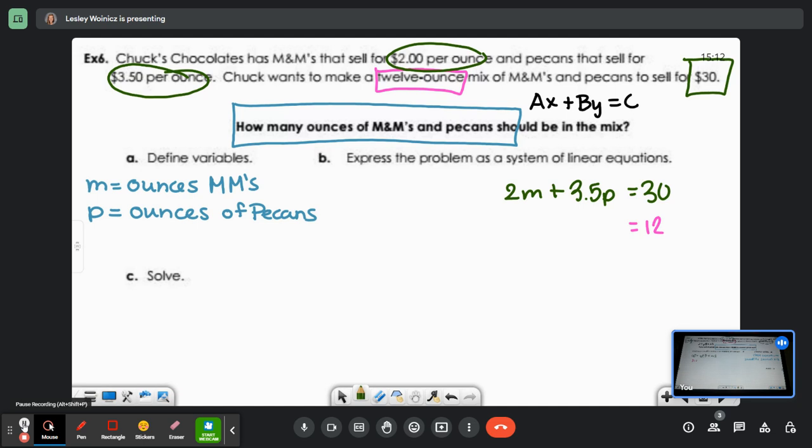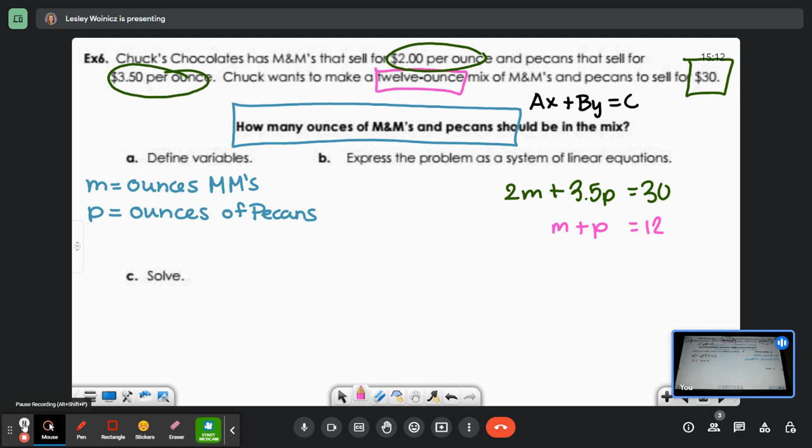Now the other one is simpler but harder at the same time. What has to add up to 12? This is total ounces. So the ounces of M&Ms and the ounces of pecans, which are just M and P. Okay, so it's so simple, it's kind of hard for kids sometimes because they just stare at it because there aren't any more numbers. They're trying to look for numbers and they don't see any because the coefficients are just 1 and 1. You see what I mean?